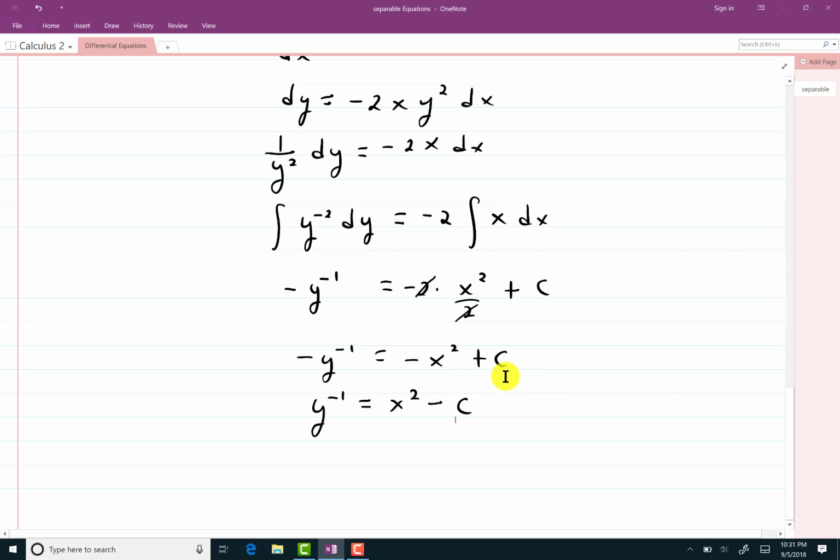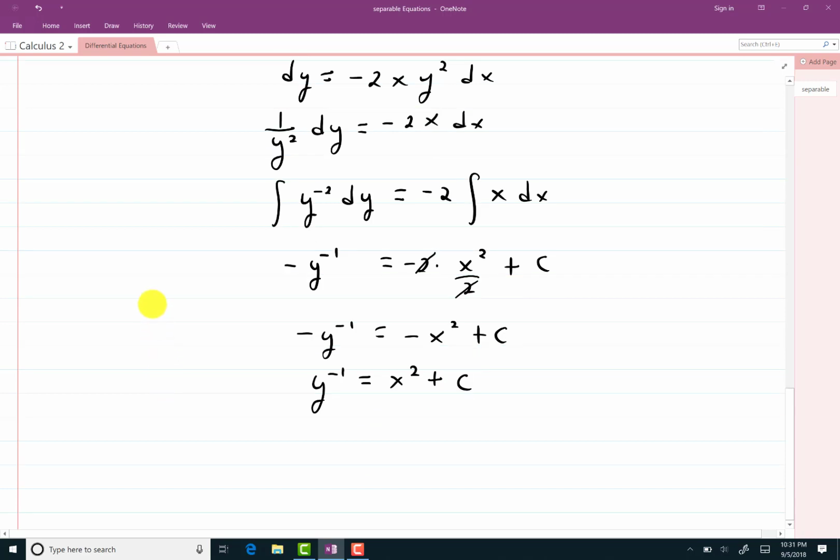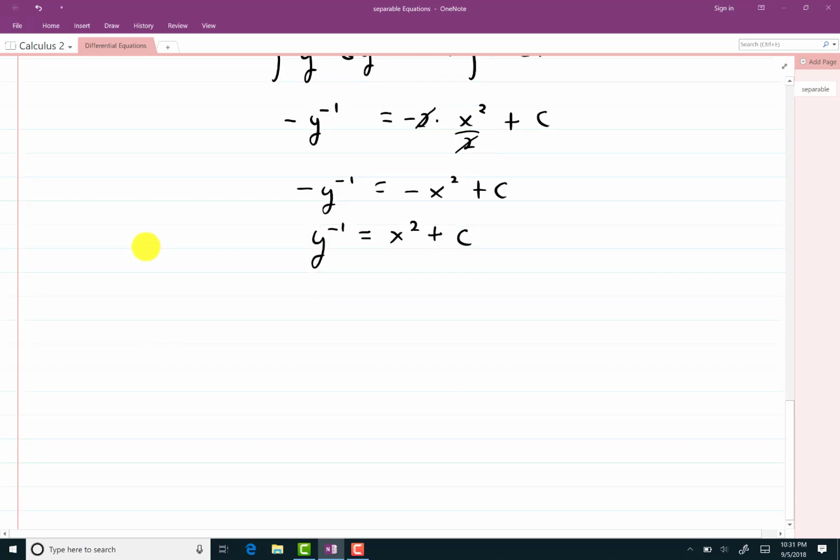But really, since we allow c to be a constant of any kind, a general constant, we don't know what it is, I can just put a plus here. c could be negative, for example. And then if I want my final answer for y, I'll take 1 over each side, and I'll get y equals 1 over x squared plus c. Barring any further information, that's what I know the answer to be.